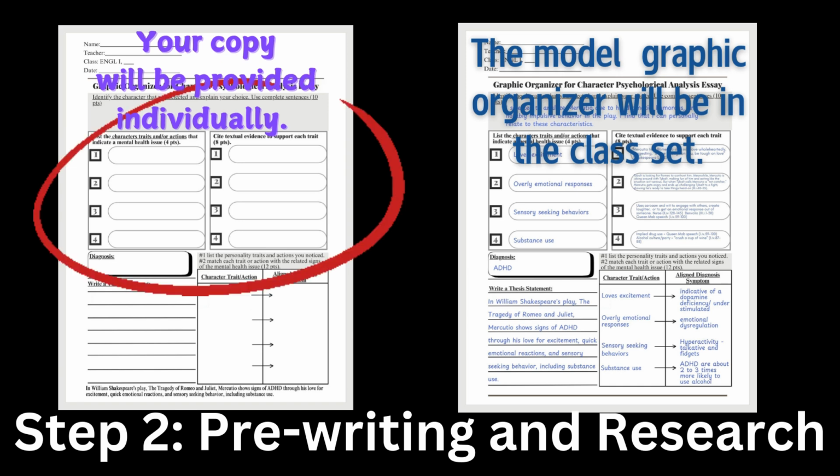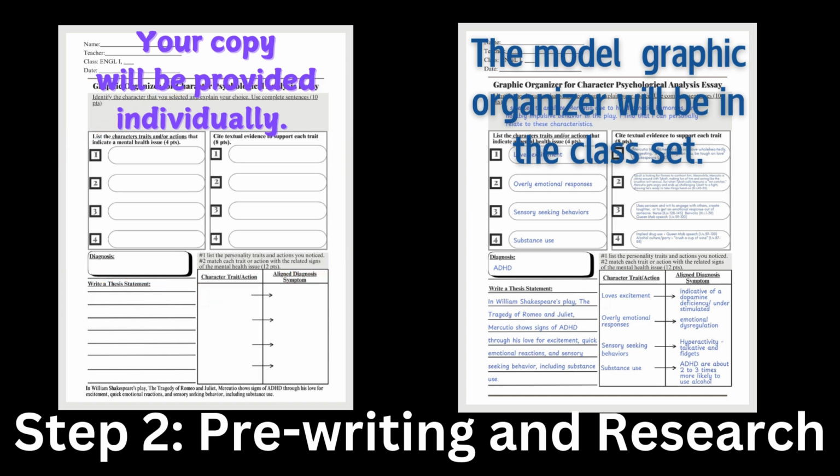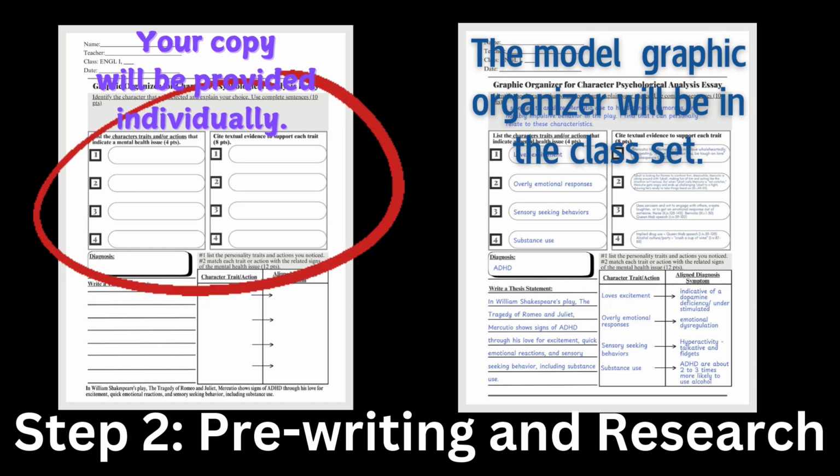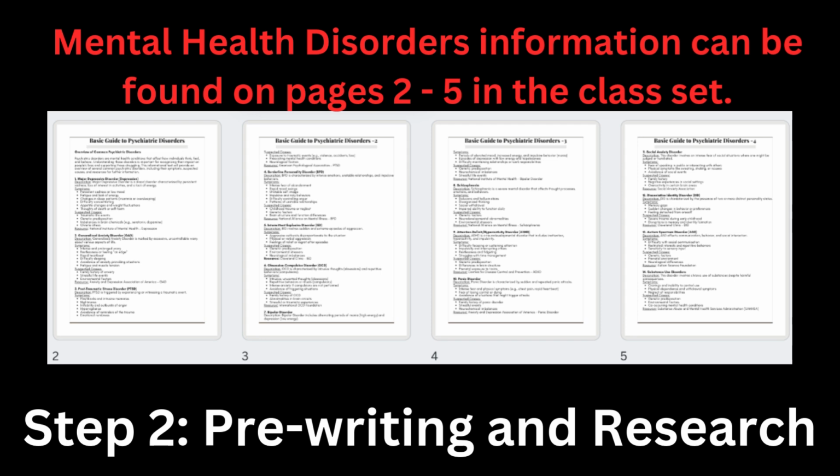Step 2. Pre-writing and research. Before you start writing, you will complete a pre-writing list where you gather evidence from the play. This means identifying specific actions, decisions, or quotes that indicate the character might be struggling with a mental health issue. Then, you'll use the basic guide to psychiatric disorders provided in your packet to research different psychiatric conditions. Look for symptoms that match the character's actions and personality. Be sure to take notes.